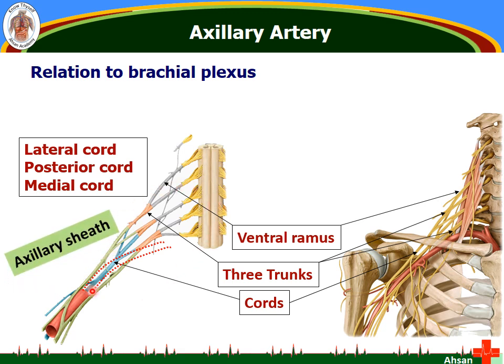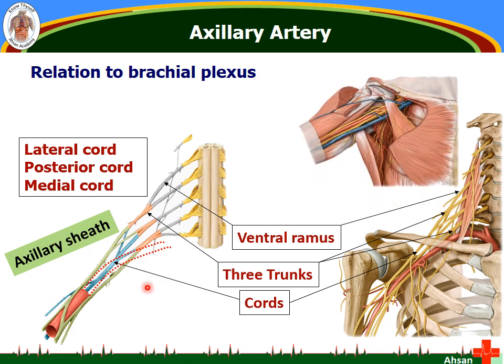All this structure remains in the axillary sheath, that is continuation of the deep cervical fascia of the neck. You can see all the structures from the neck going in through the axilla to the upper limb arm. This is the axillary sheath. You can see the brachial plexus as well as vessels are within this sheath.